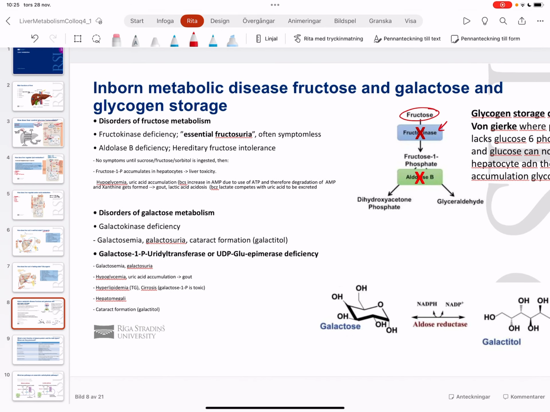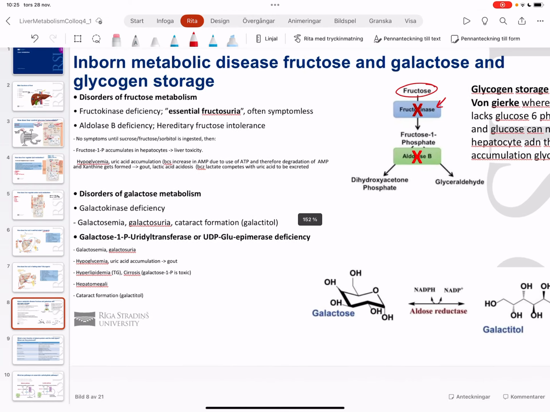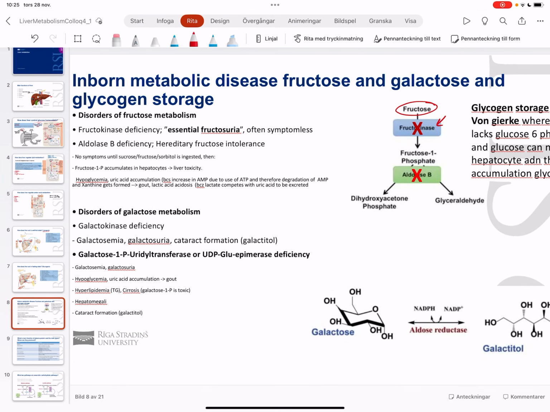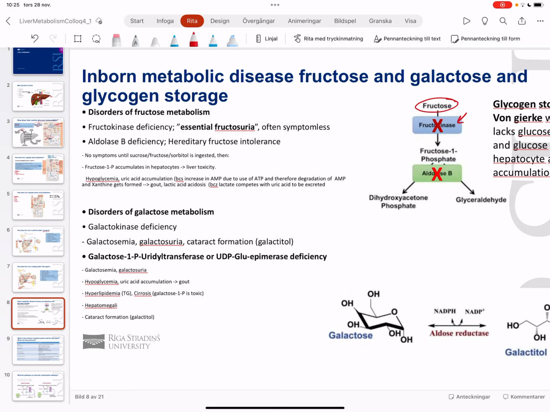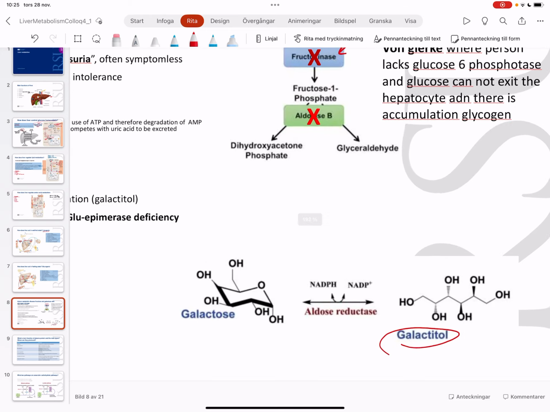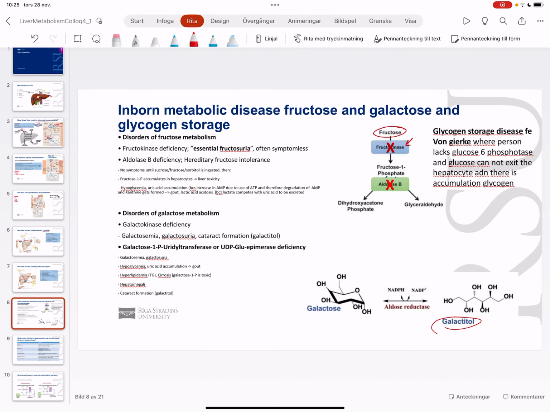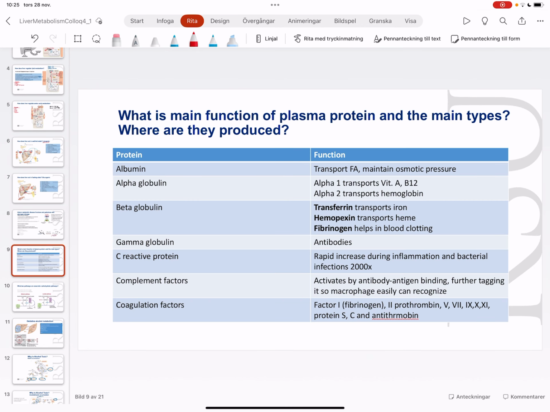And then we have galactose disease, which could be, for example, galactokinase deficiency, in which galactose is not metabolized. Therefore, we will have another enzyme, aldose reductase, that will form galactitol, which is harmful. Yes, okay. Now we are done with the older colloquiums.